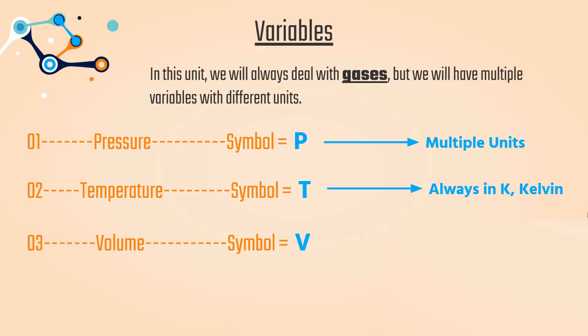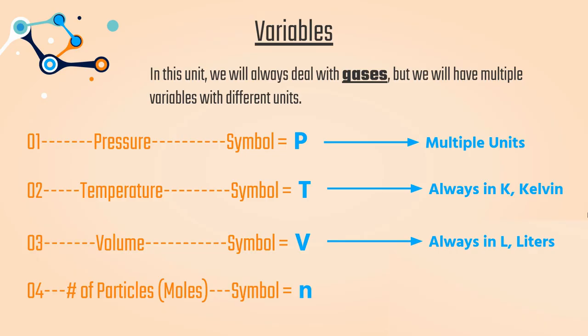We will deal with volume, how big something is. That, in our case, will always be in liters, and I will always give that in liters, abbreviated as an L. And we also have to think about the number of particles in our gas, which we will define as moles. And we're going to use this lowercase letter n to symbolize number of particles. And as should be obvious, the units will always be mole or moles to show the number of particles, just like it was in our unit on stoichiometry.